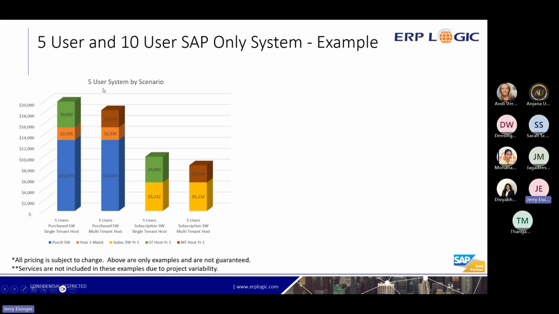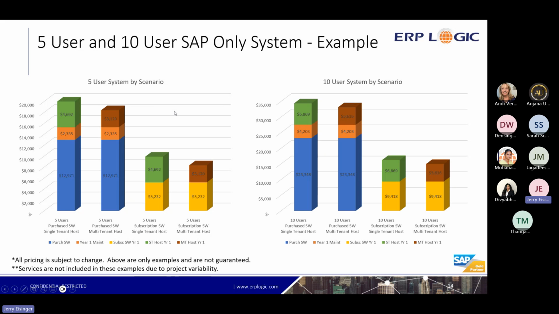Now, what changes the cost of these is the number of users. So here's another example. And again, I'm not going to go through each of these examples, but I wanted you to have this information available to you so you can do the comparison outside the meeting. But for a 10-user system, again, you see the price of the software has gone up, the price of the maintenance has gone up, and the hosting fees have gone up, based on the number of users. So, here's the example of what it would be for a 10-user system.